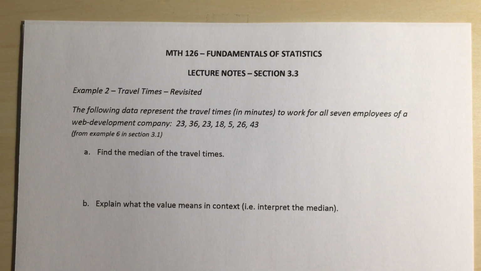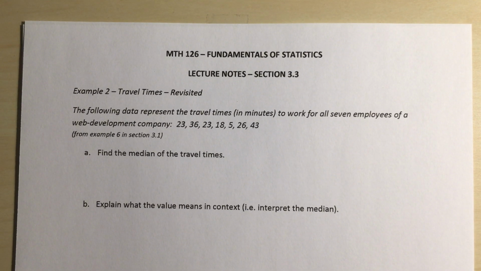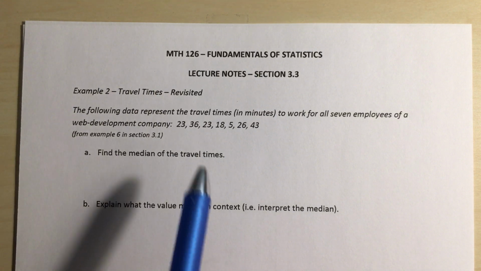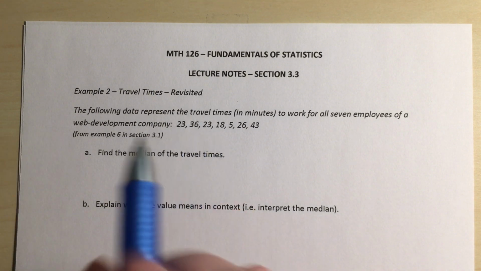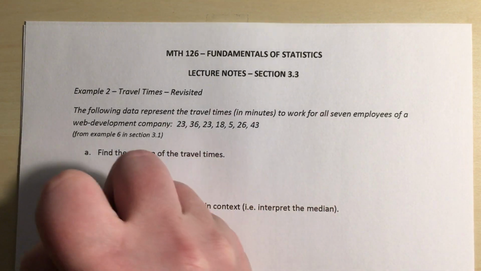Right, so the following data represent the travel time in minutes to work for all 7 employees of a small web development company. Same values that we saw previously. We're going to be asked to find the median of the travel times. So our first step is to list these in order from smallest to largest. All right, so going in order, our smallest value is 5.